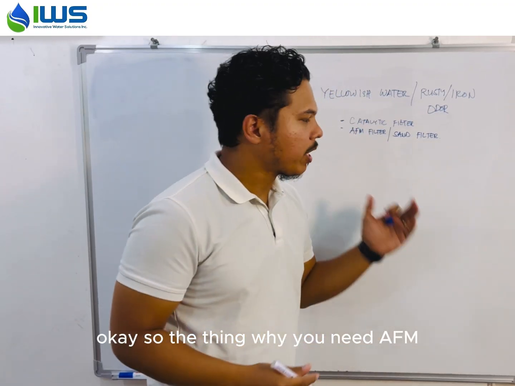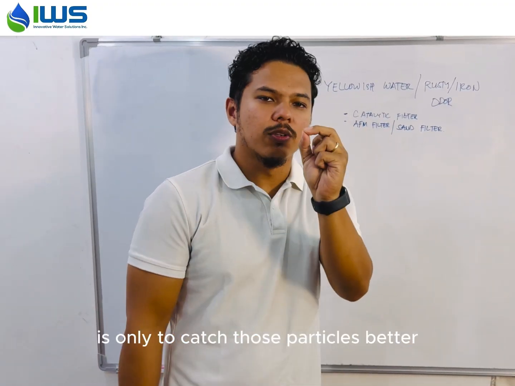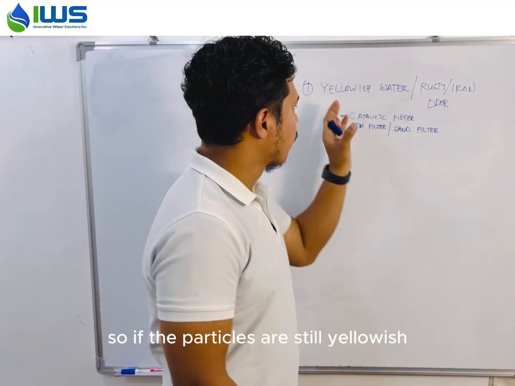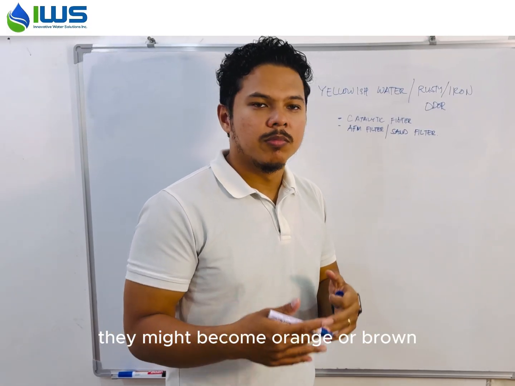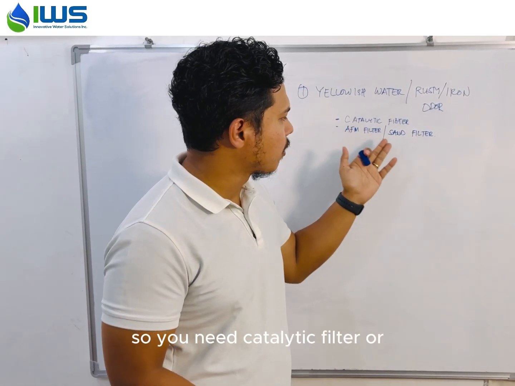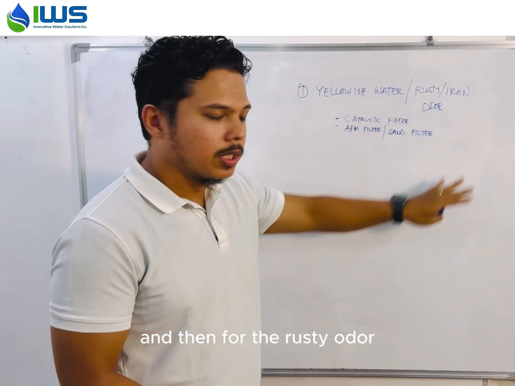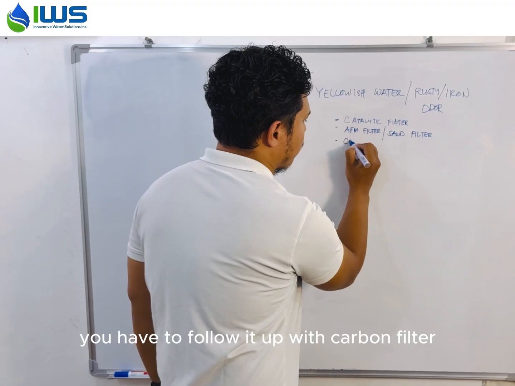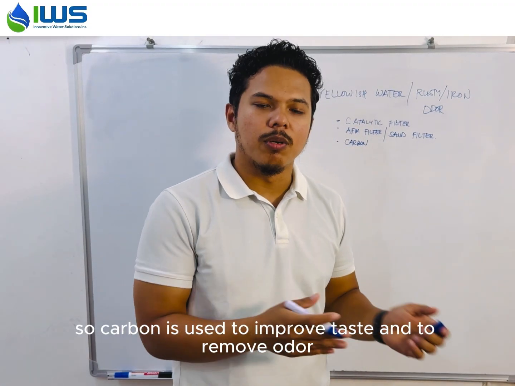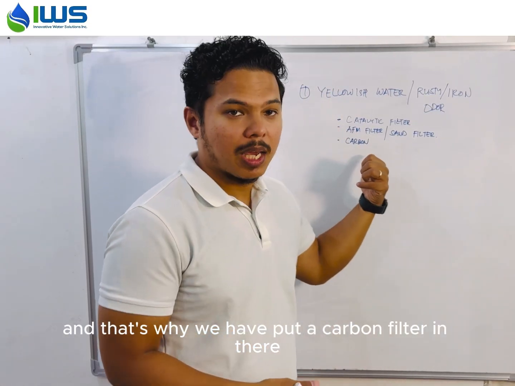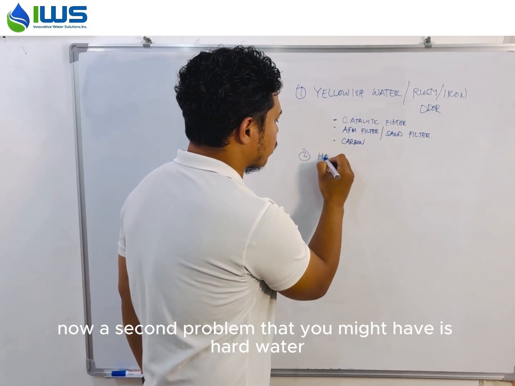Okay, the reason why you need AFM or a sand filter after a catalytic filter is only to catch those particles better. So if the particles are still yellowish, they might become orange or brown, just like iron would, right? So you need a catalytic filter and then follow it up with a sand filter. And then for the rusty odor, you have to follow it up with a carbon filter. Okay, so carbon is used to improve taste and to remove odor, and that's why we have put a carbon filter in there.